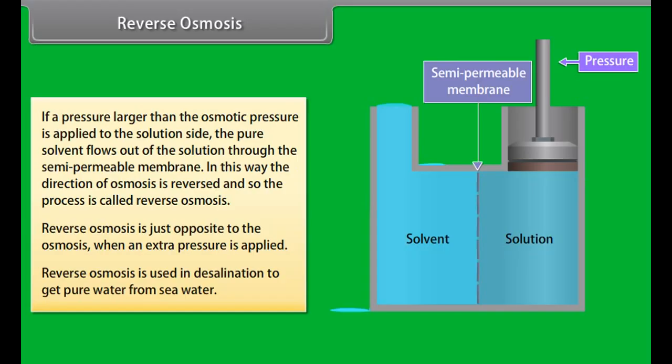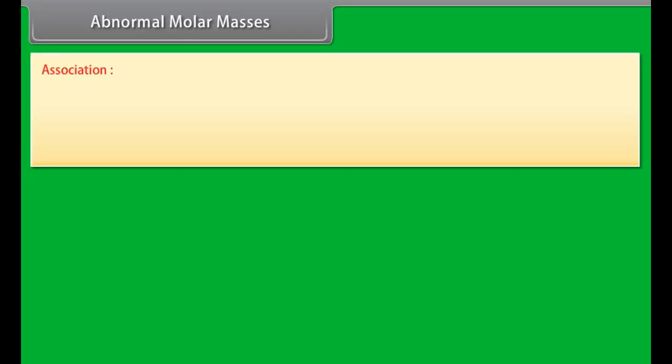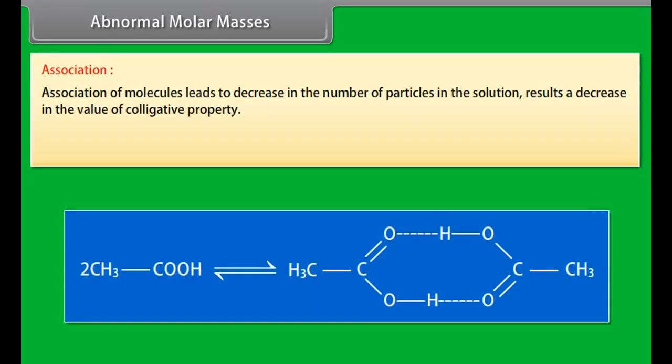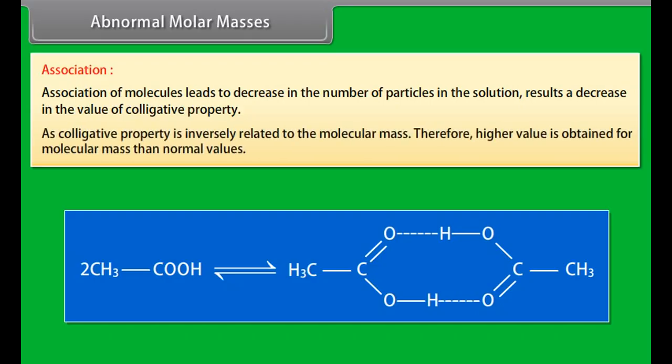Abnormal molar masses. Association. Association of molecules leads to decrease in the number of particles in the solution. This results in a decrease in the value of colligative property. As colligative property is inversely related to the molecular mass, a higher value is obtained for molecular mass than normal values.